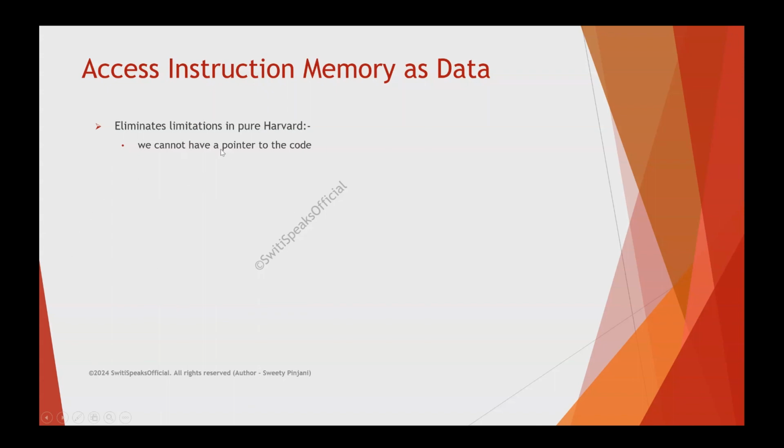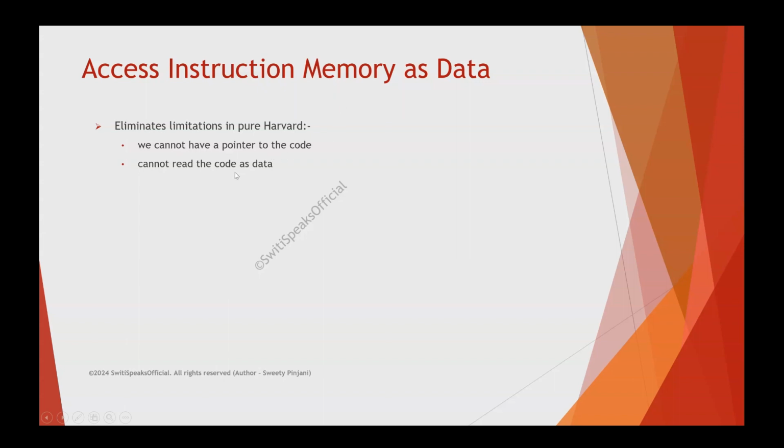What were those limitations? In pure Harvard architecture, we cannot have a pointer to code. First thing is instruction memory is read only memory. So say for example, at the current moment, I just want to assign code to a pointer which is a null pointer, and later on at runtime I want to assign this pointer a value. This is not possible in case of Harvard architecture. You don't have that flexibility to have a pointer to the code which you can edit later. This is not possible in pure Harvard architecture. But in modified Harvard architecture, we can do this.